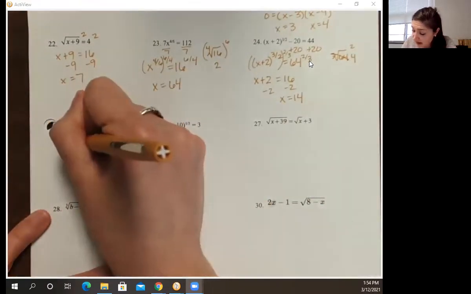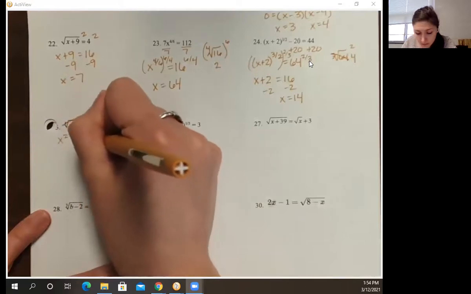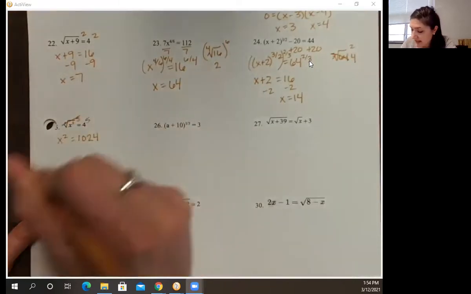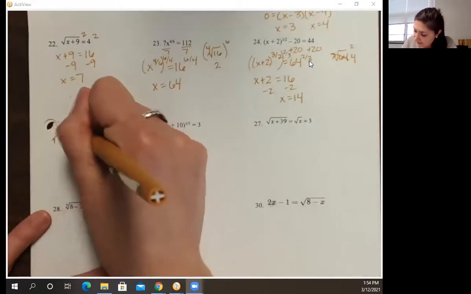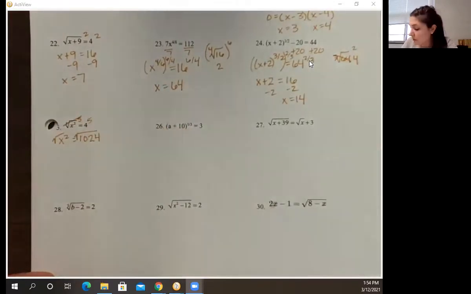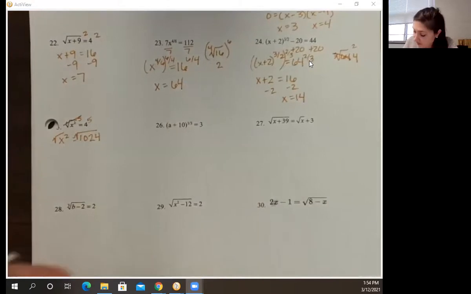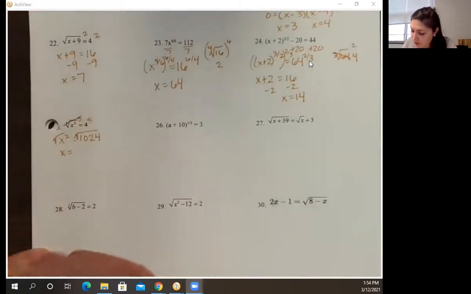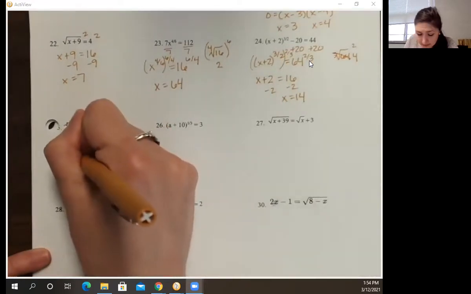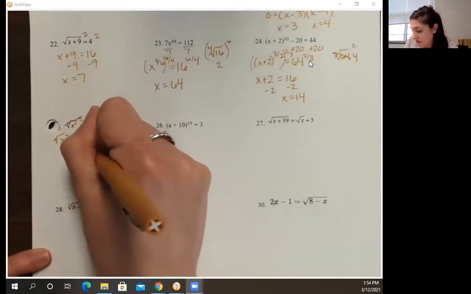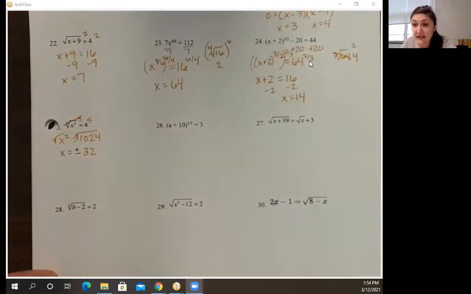4 to the fifth power is 1024. And then to get rid of the square, I need to take both sides to the 1/2 power or square root each of them. So this would give me x equals, here's where we have to be careful. Since we took a square root here, this would be plus or minus 32. Anytime I take an even root, always plus or minus for those solutions.